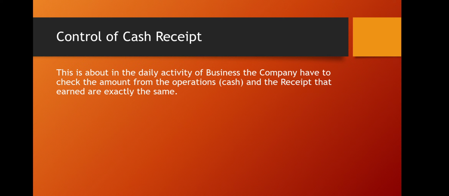And how does the company control the cash receipt? The cash receipt must always be available in every transaction. So every transaction that has a cash receipt will be determined as a valid transaction for the company. The cash receipt will be delivered to the accountant to make sure the amount of cash or earnings by the company is exactly the same as all the receipts that the company receives.